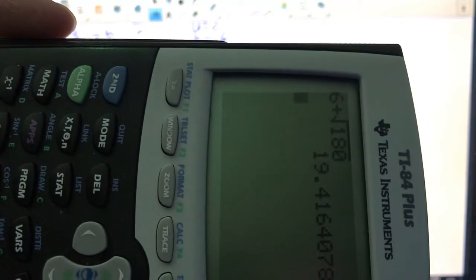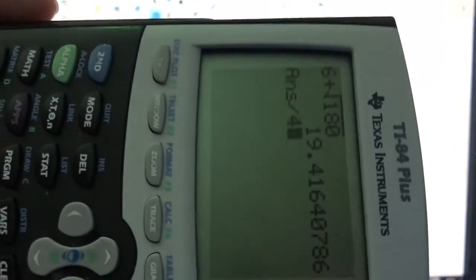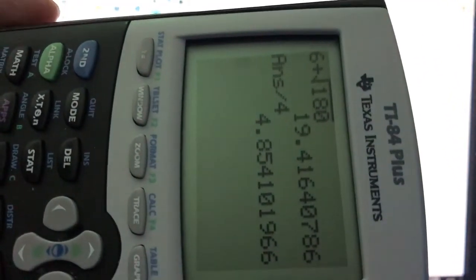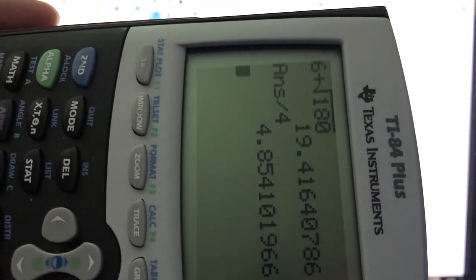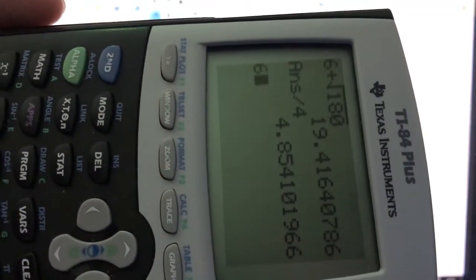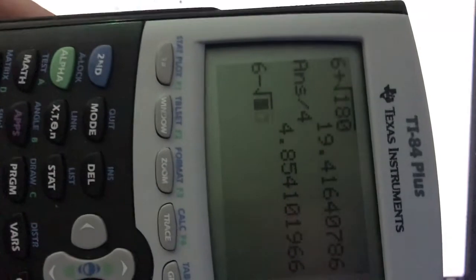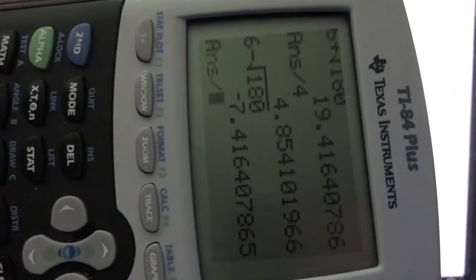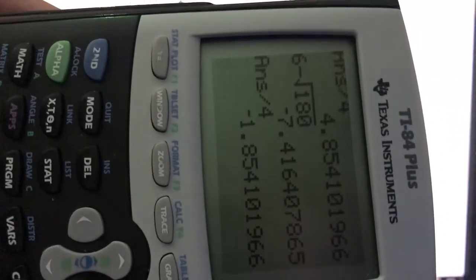Then you press enter. That's not your answer. You hit divided by 4, enter. That's going to be one of your decimals. Then you do it again with a minus. 6 minus the square root of 180, enter. Divided by 4, enter. There's the other answer.